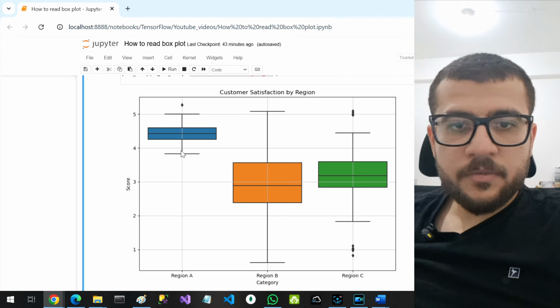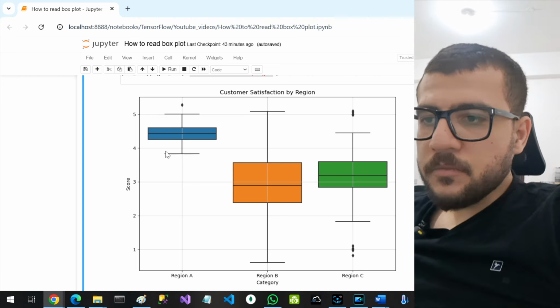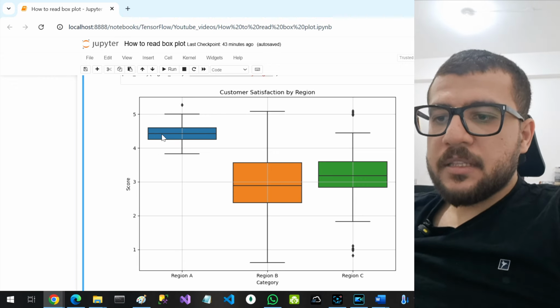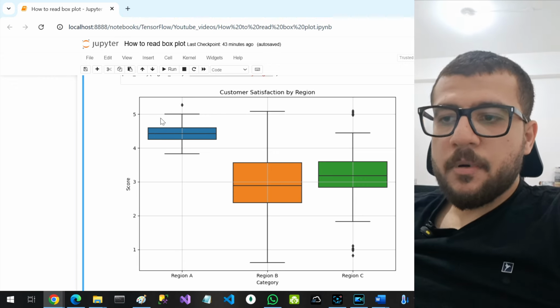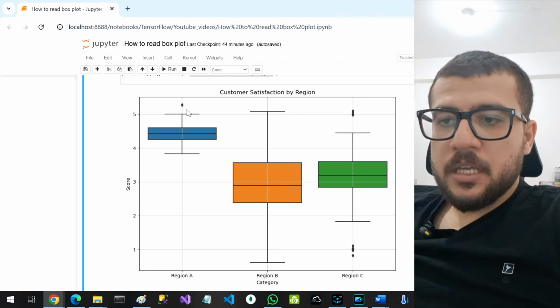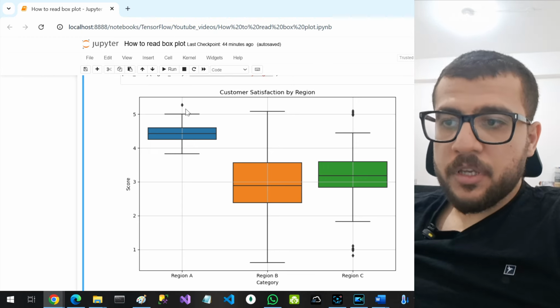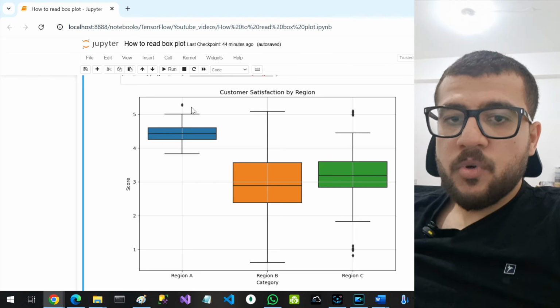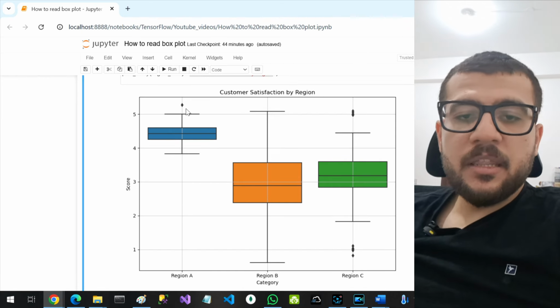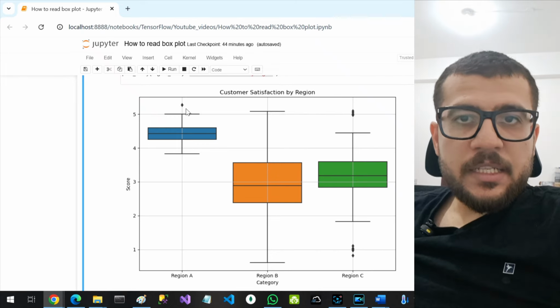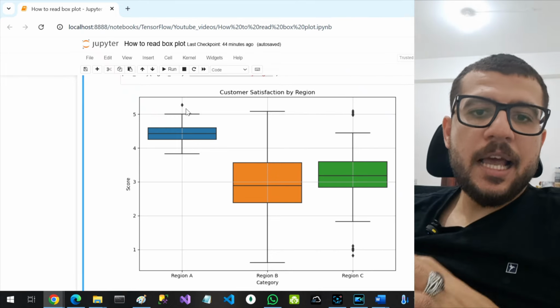Okay, the first one, as you can see, is a tight and high box, meaning that the minimum and the maximum of the rating are from 4 to 5. And you have one outlier here which is extremely high, meaning that the score is very high in this outlier. So basically we can say the customers are consistently happy.